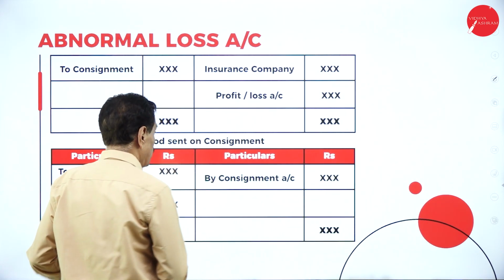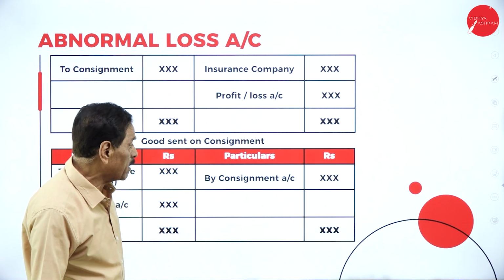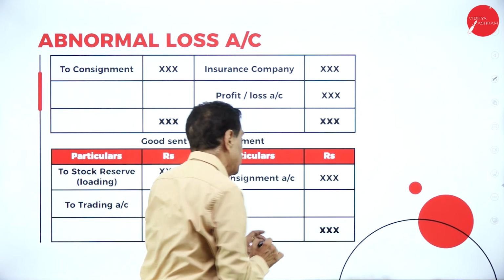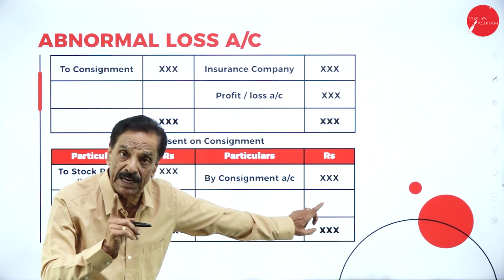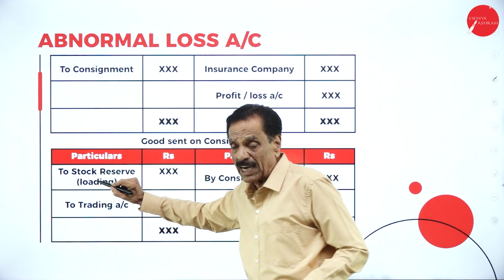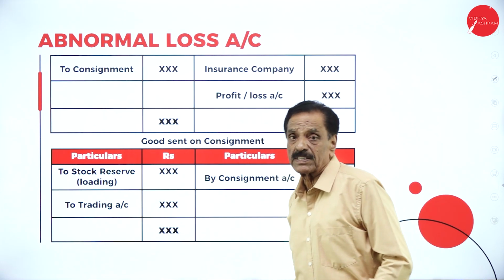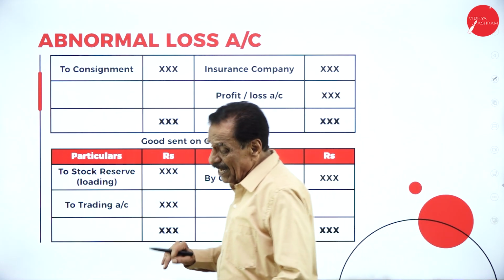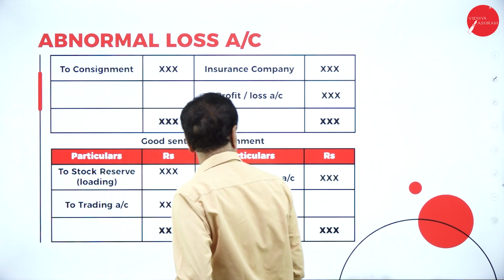Then if they ask you to prepare the goods sent on consignment account, you have to write it by the consignment account. This is as per the invoice price. As per the invoice price, out of that, stock reserve should be calculated. Then whatever the difference comes to the trading account. I will also explain what this invoice price is.